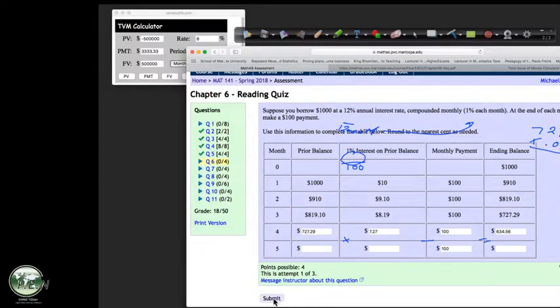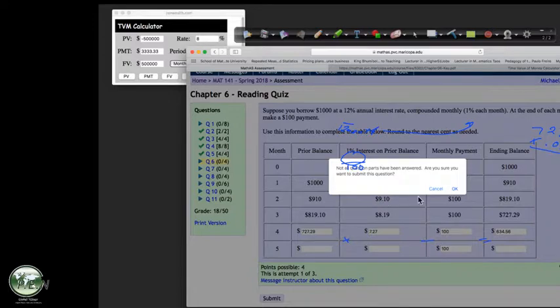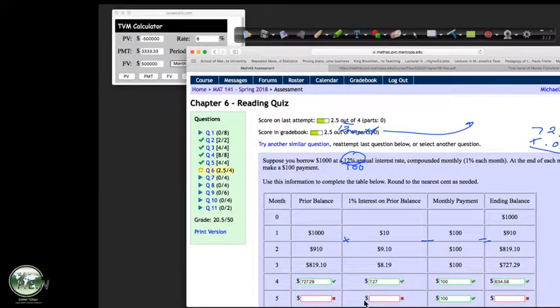Submit it just to see if that line's correct. Yes, I know we didn't complete it all, but just to show you that that line was correct. Okay, so calculate the interest, add it to the balance, subtract the payment. Is that good so far?